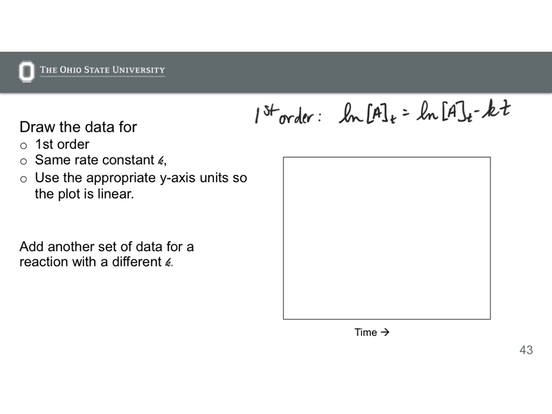So on this one, we've got our first order reaction. Again, draw your plot, and then draw a second set of data for a reaction with a different rate constant. Same starting concentration.